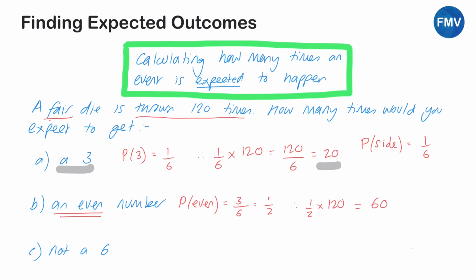Finally, not a 6. Well, the chance of getting a 6 is 1/6, so the chance of not getting a 6 is 5 out of 6. So therefore you have 5 out of 6 multiplied by 120, and that will give us 100. So we would expect to not get a 6 100 times.